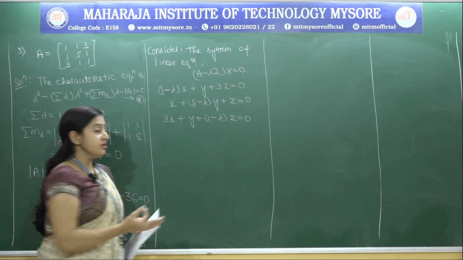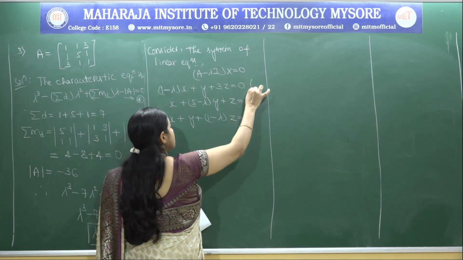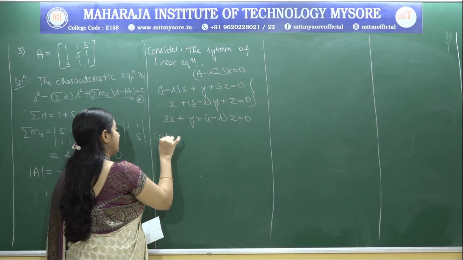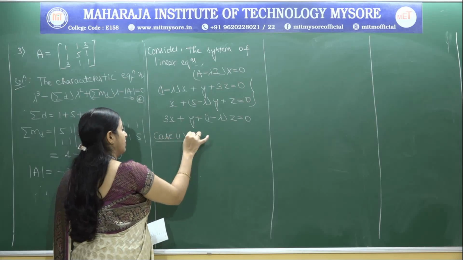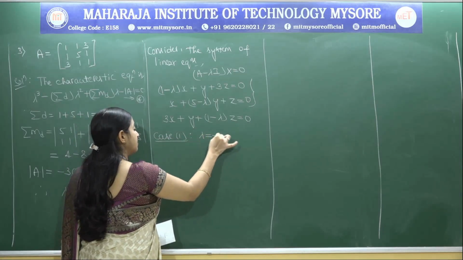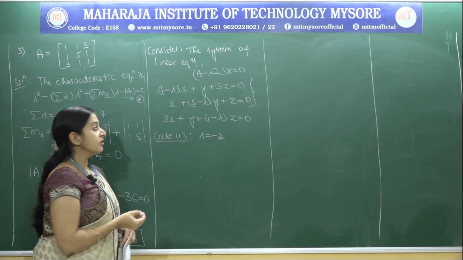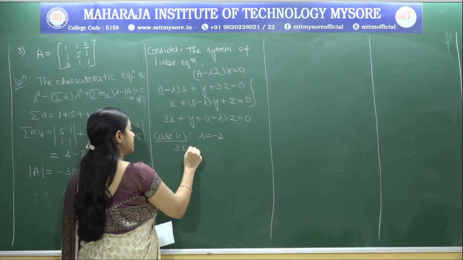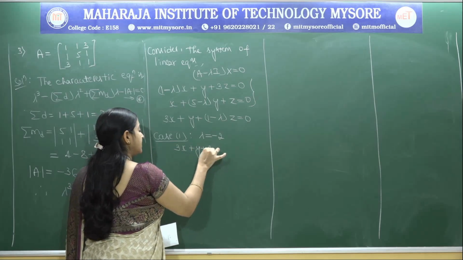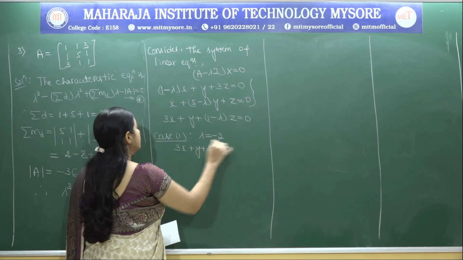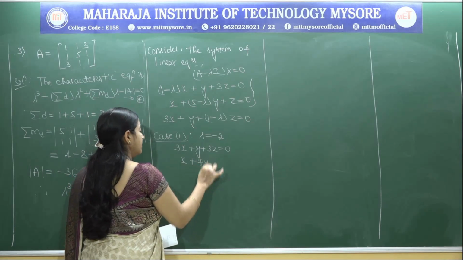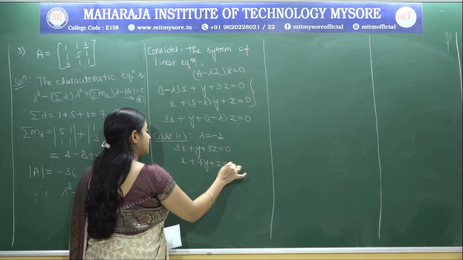So, to find the eigenvectors, consider any two of the equations. I considered the first two. So, case 1, put lambda equals minus 2. The first equation is 3x plus y plus 3z equals 0. Second one, x plus 7y plus z equals 0.